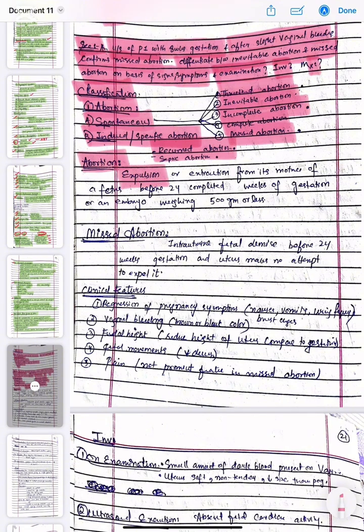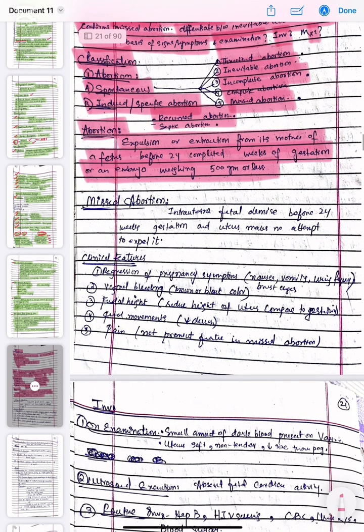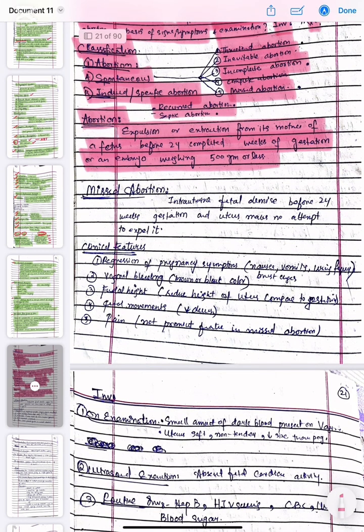Abortion is the expulsion or extraction from its mother of a fetus before 24 completed weeks of gestation or an embryo weighing 500 gram or less. This is the definition of abortion. Missed abortion is the intrauterine fetal demise before 24 weeks gestation and uterus makes no attempt to expel it.